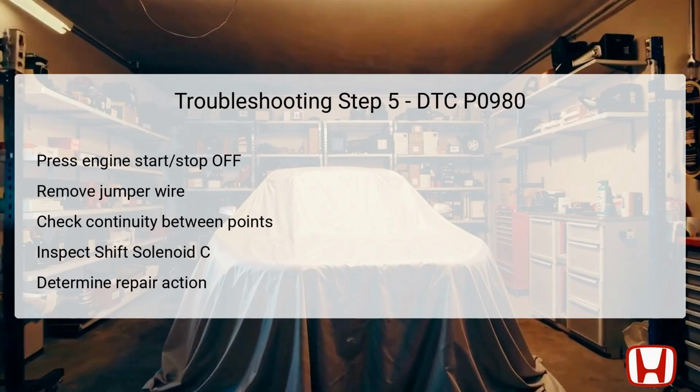If continuity is detected, this indicates that the solenoid is correctly wired and functional. Therefore, replacing Shift Solenoid Valve C should be considered. Conversely, if continuity is not present, it may signify issues within the wiring harness, necessitating an inspection and potential repair of the PG wire between the solenoid and body ground G101 to restore proper functionality.